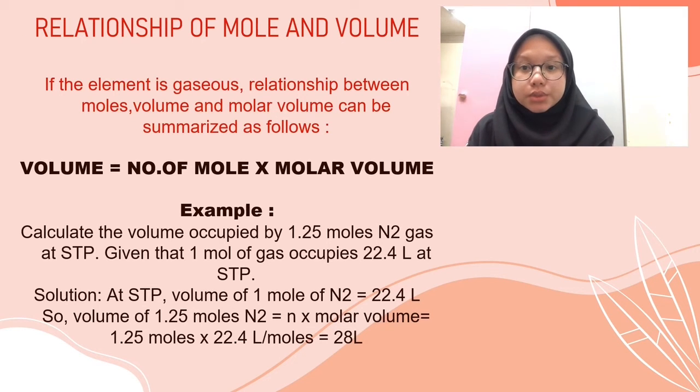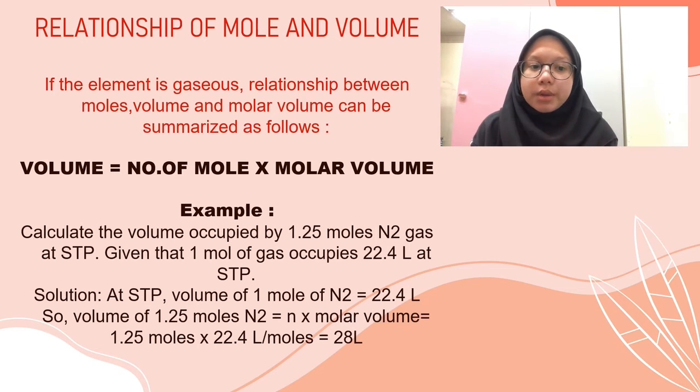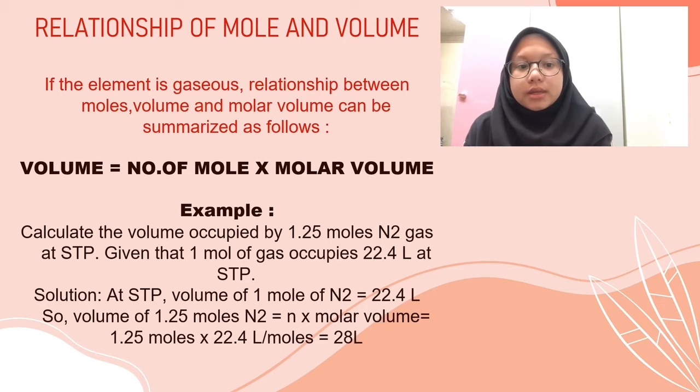The solution is: at STP, the volume of 1 mole of N2 gas equals 22.4 liters. So the volume of 1.25 moles of N2 gas equals the number of moles multiplied by molar volume, which is 1.25 moles multiplied by 22.4 L per mole, and the answer is 28 liters.